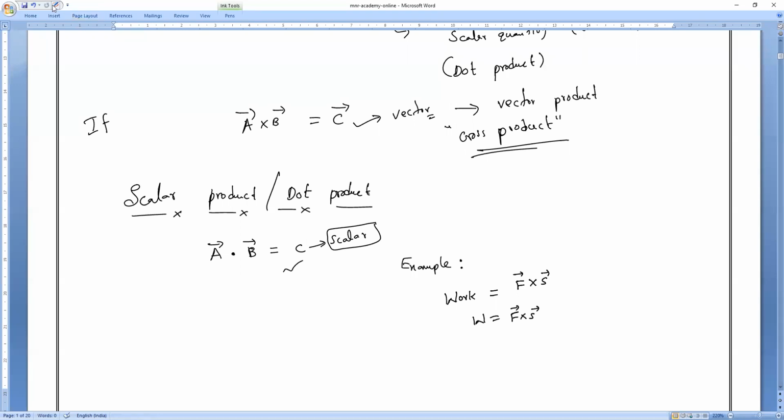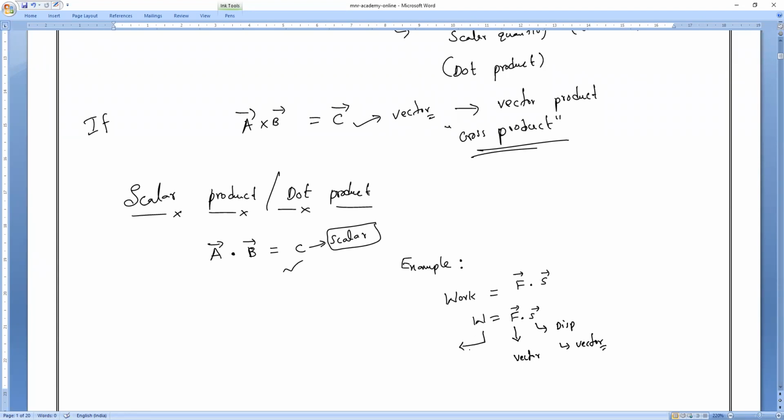But if you notice, I kept a cross here. Is it correct? We have to put a dot. Why? Observe. Force is a vector quantity or scalar quantity? Vector. And displacement is also a vector.